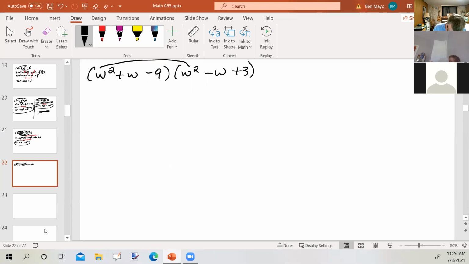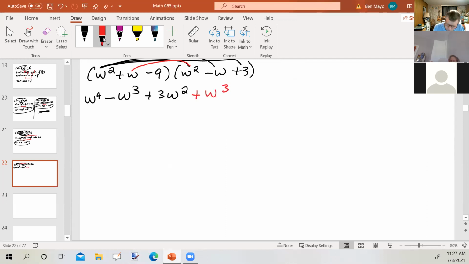W squared times W squared is W to the 4th power. W squared times minus W is minus W cubed. W squared times 3 is plus 3W squared. W times W squared is plus W cubed. W times minus W is minus W squared. And W times 3 is plus 3W.